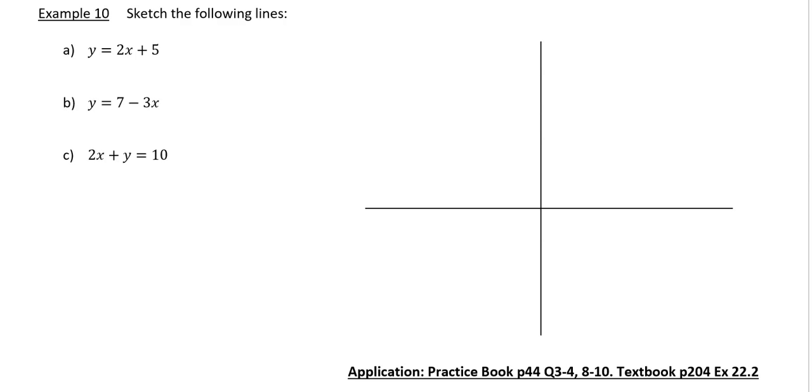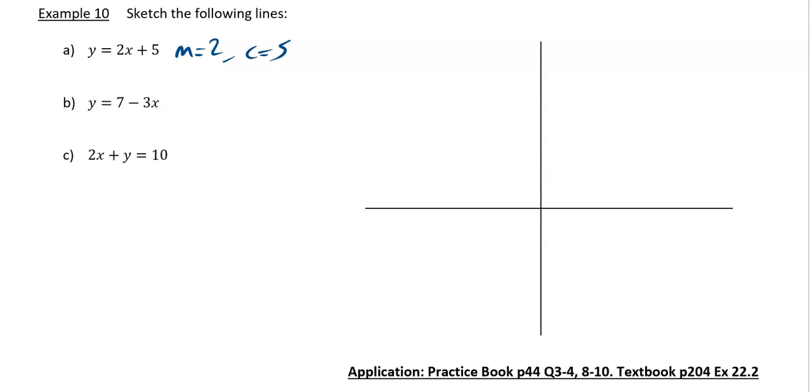But if you're drawing three lines on the same axes, the one with the biggest gradient has to be the steepest line, the one with the smallest gradient has to be the shallowest line. So before we do anything here, what we want to do is find our gradients, write down our gradients and our intercepts. So in this one, my m is equal to 2, my gradient is 2, my intercept is 5.